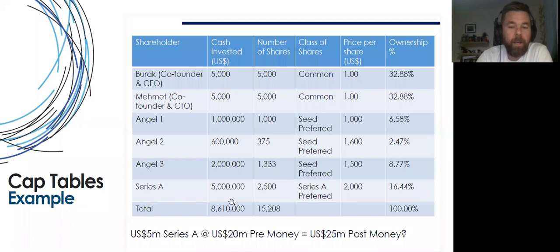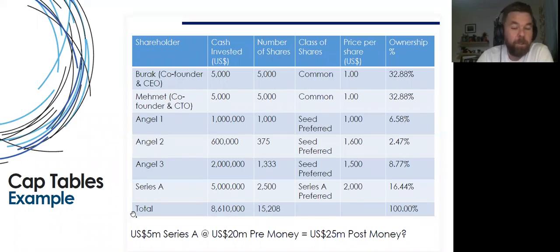And then the Series A guys come in with $5 million at a pre-money of 20 million, so $2,000 per share, and they get 2,500 shares for their investment. You can see the ownership percentages here. Burak and Mehmet still retain quite a hefty part of the company, almost 66%, which is a beautiful shareholding at a Series A level, and then the rest are as shown here.